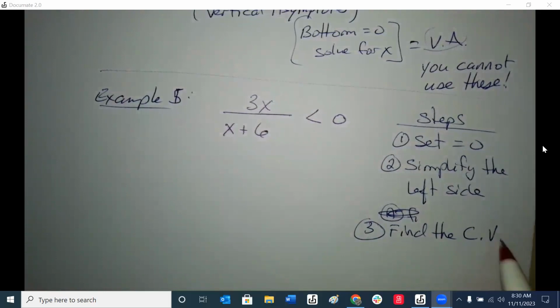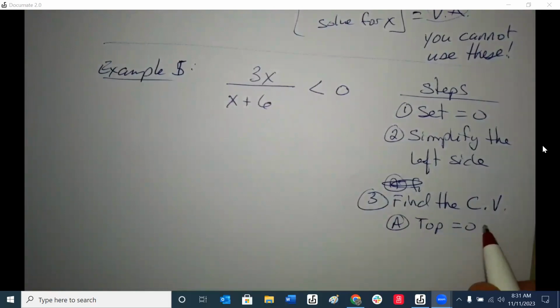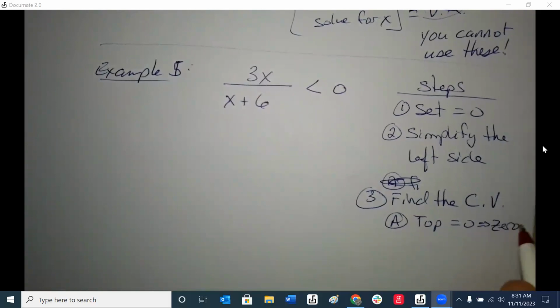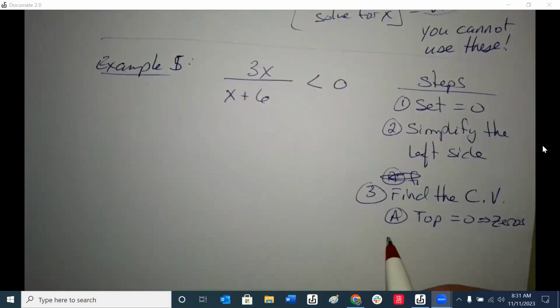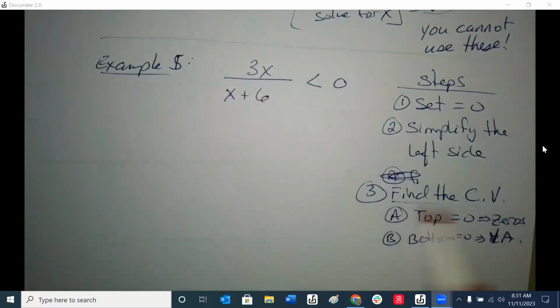Find the critical values. The critical values here are when the top is equal to 0. So I want the zeros where it crosses the x-axis. And I want where the bottom is equal to 0. I want the vertical asymptotes. Those are my critical values.